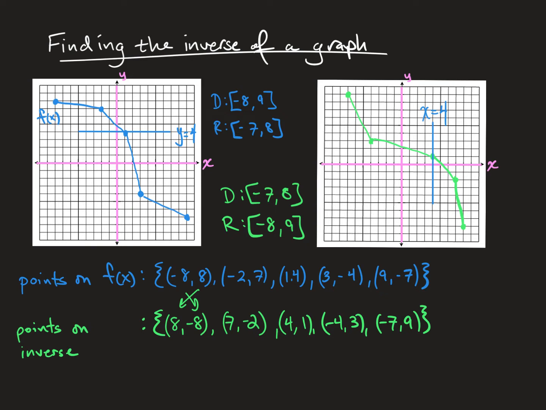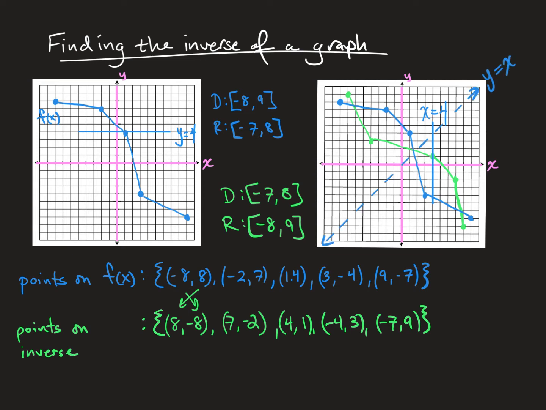And yet another reason to make sure you understand this big idea of swapping x and y is if I graph the original function on the same coordinate plane as the inverse, you can see that there is some kind of symmetry going on here. And the symmetry happens as a reflection over the line y equals x.